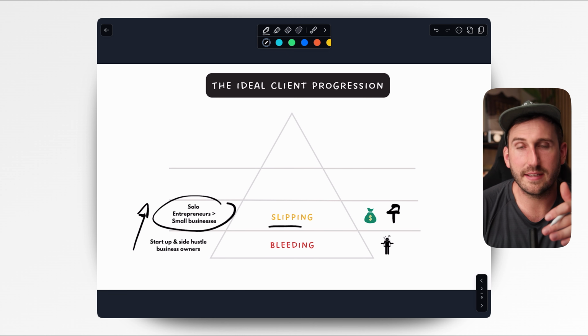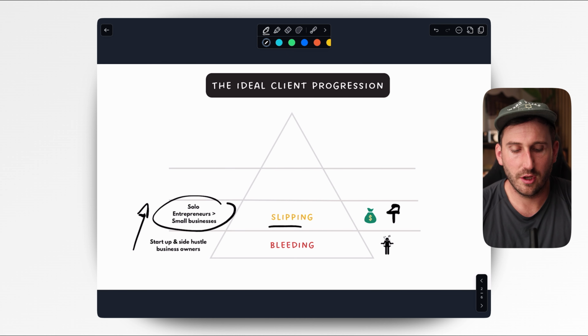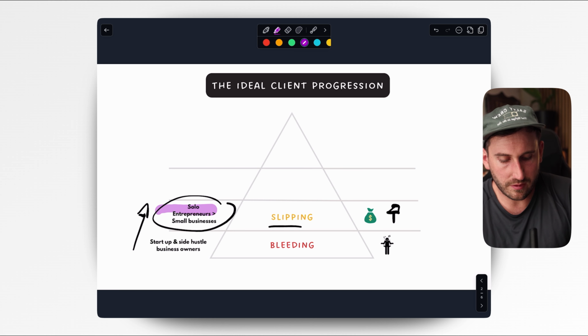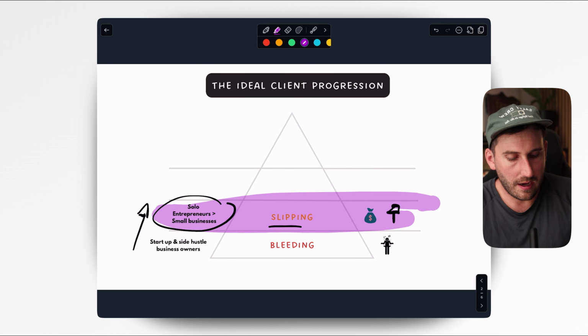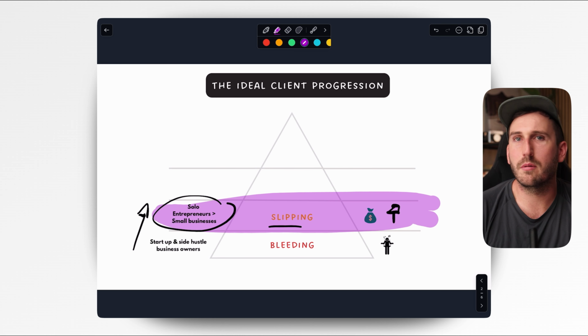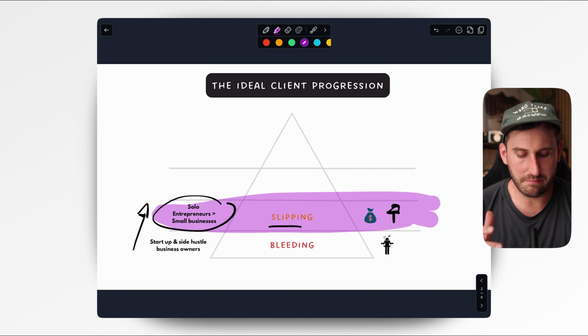And this is where I see a lot of our clients, when they first start working with us, usually start in this area, because most of the people they're attracting are getting out of the startup phase and they're probably 2 or 3 years into their business and they're looking to expand. So it's not a bad market to be part of.